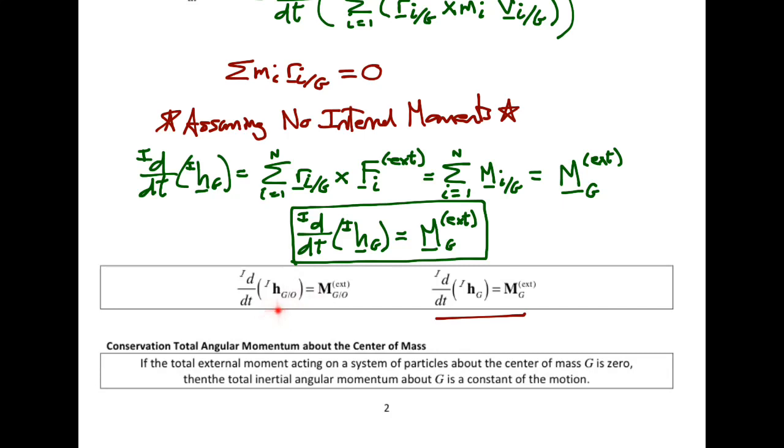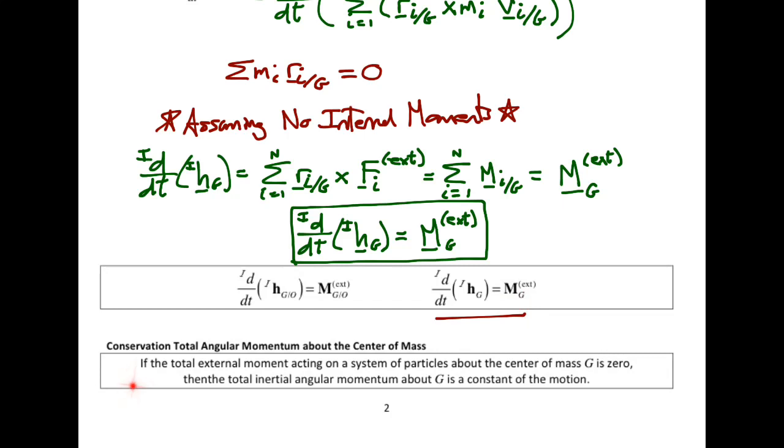So even if this term exists where we have moments of G with respect to O due to external forces, and even if they result in a moment about an inertially fixed point O, we can still conserve the angular momentum of the system about the center of mass as long as the moment about the center of mass due to external forces is equal to 0.